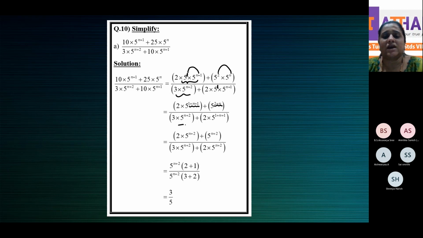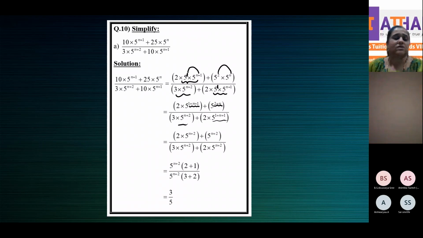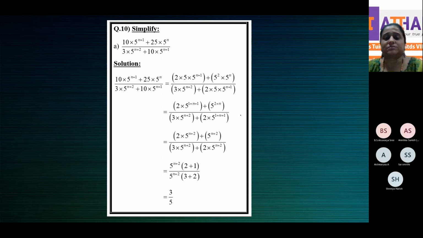This one as it is. And in the last bracket, in the denominator, add the powers. Here, add the powers. 1 plus n plus 1. That's what you see in the next step. Bases are same, it's multiplication, so we add the powers. And then we simplify that.